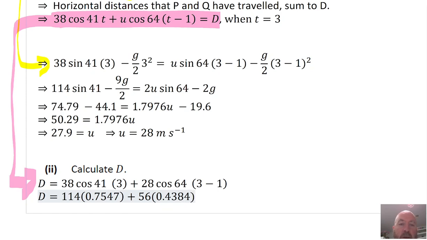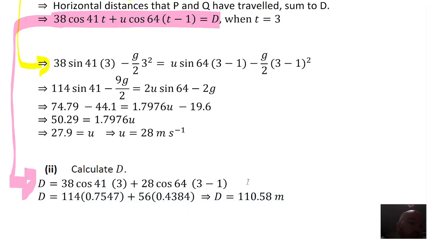0.4384. So multiply that by 56 plus 114 by 0.7547 gives you d equals 110.58. Now it doesn't say calculating d to the nearest whole number, so I would just leave it like that. I reckon if you put that in as 111, you'd get full marks because they've implied that they care about the nearest whole number.